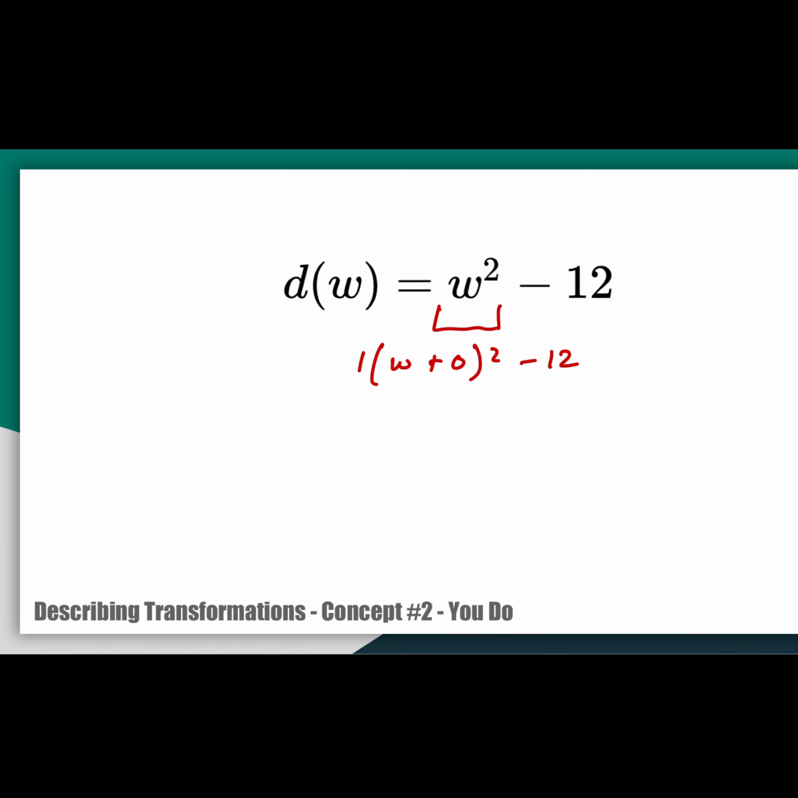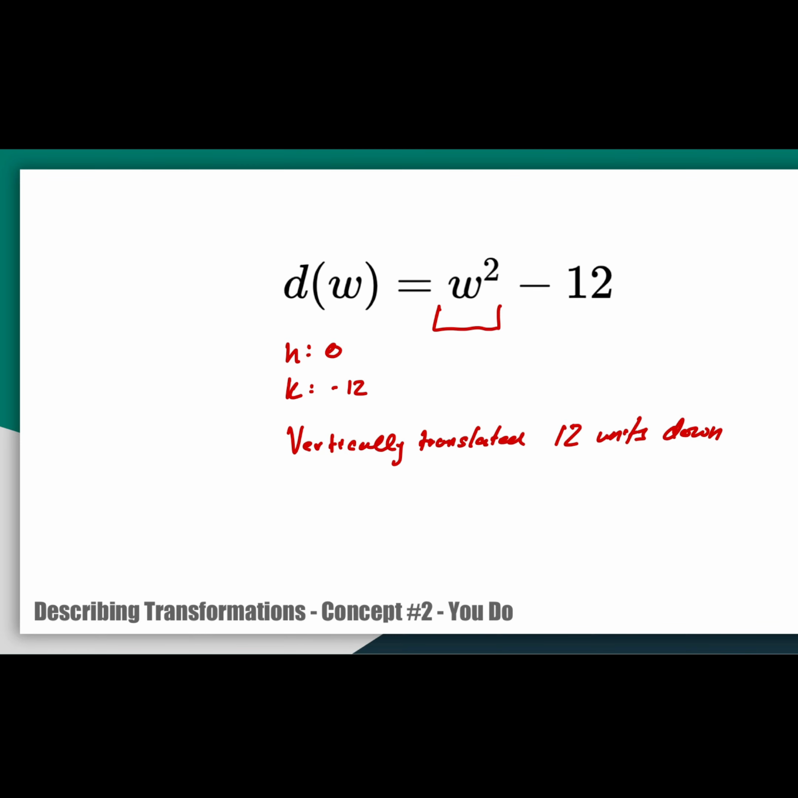But why write all that extra stuff? Why not just write w squared if we know that w plus 0 is just whatever w is? So we don't put all of that stuff. But that means that h is 0, k is negative 12. So there's only one translation. This is vertically translated 12 units down.